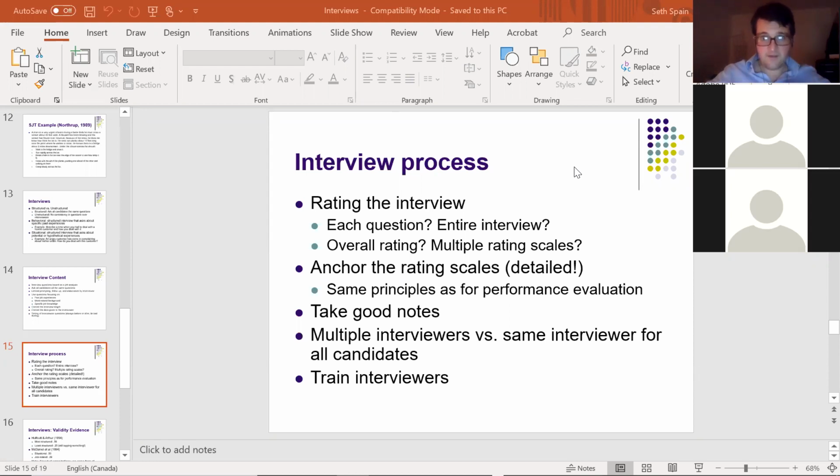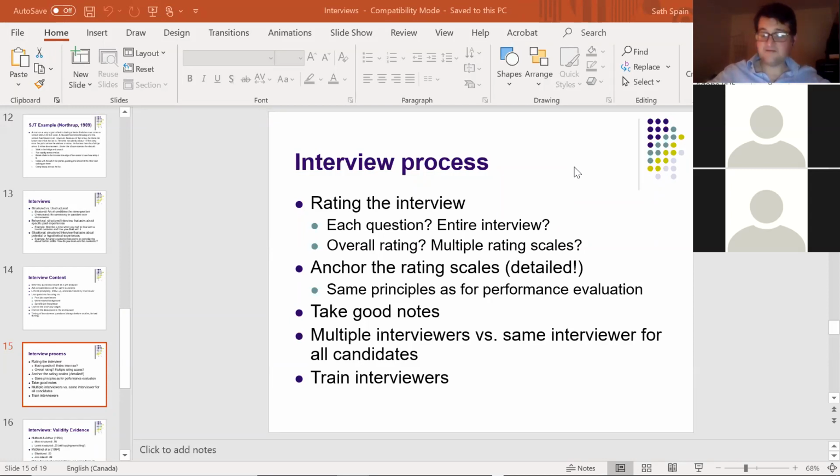One key thing, and this is true like when we talked about performance appraisal, but particularly true with interviews, is that the interviewer should take good notes. You want those notes to help you if you're going to rate the interview. But even if you're just going to have a conversation with the other decision makers responsible for hiring someone, you want notes so that you can answer any questions about a particular interviewee with confidence and with facts about the interview.